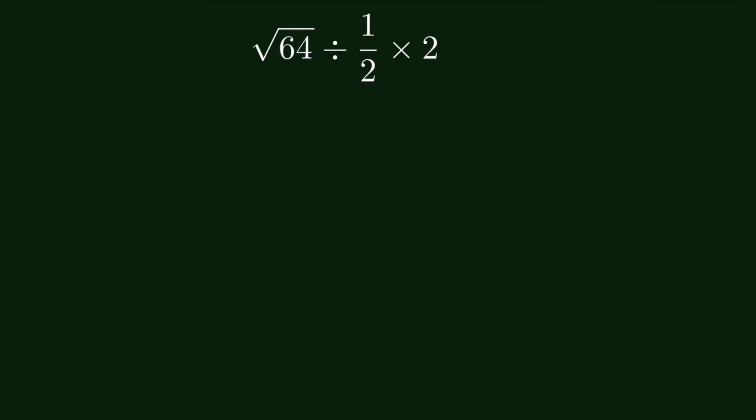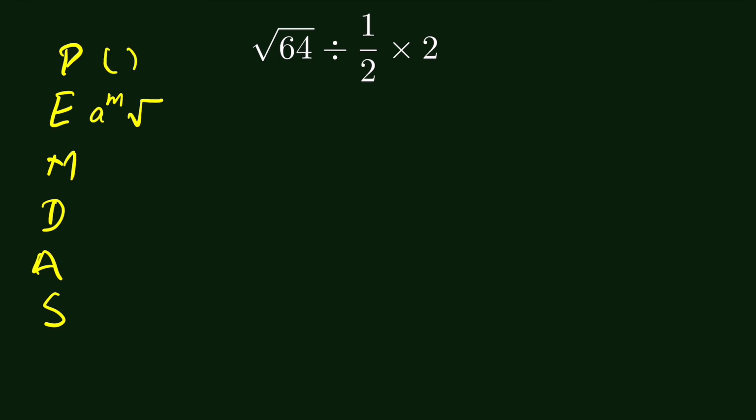64 under square root divided by 1 upon 2 times 2. How do you solve it? So as per PEMDAS, we first solve parentheses, then comes exponents, orders, indices, roots, then multiplication, division, addition, subtraction. So here we don't have any parentheses, but we have a root. So first we will solve this root.